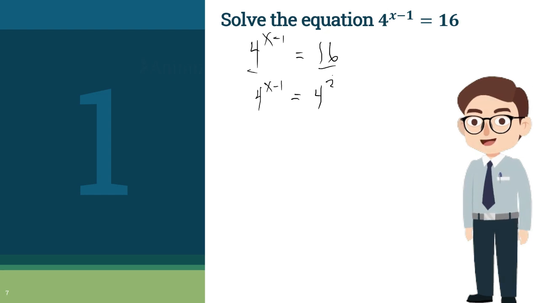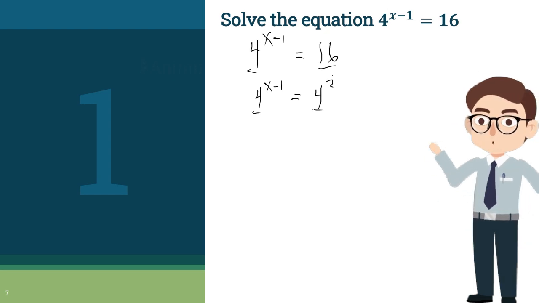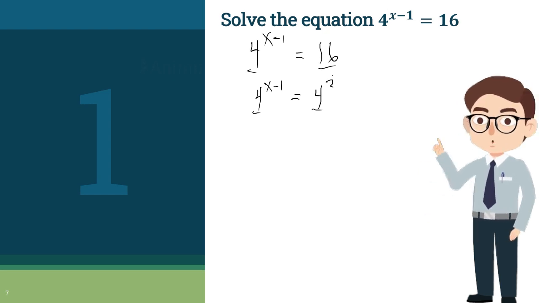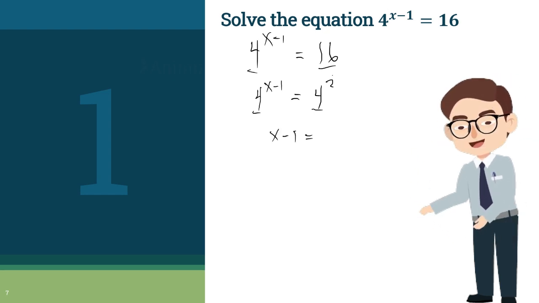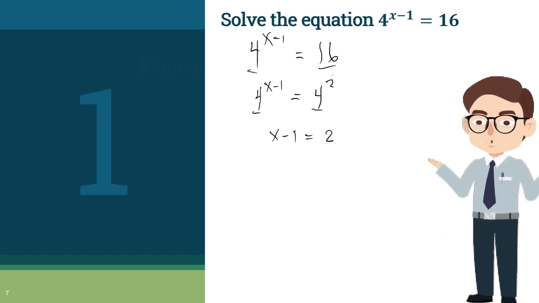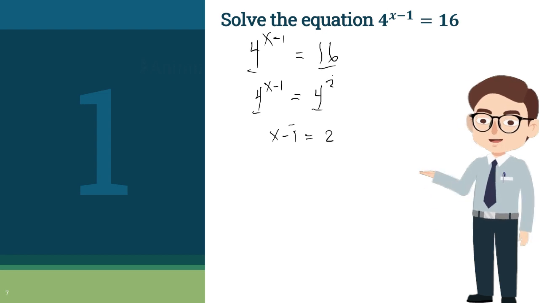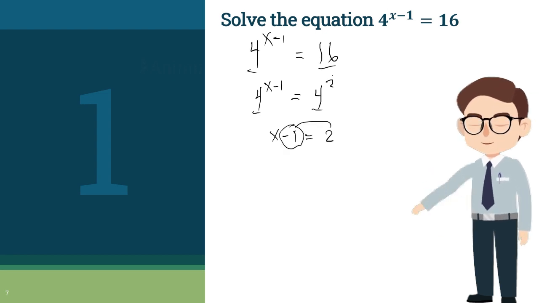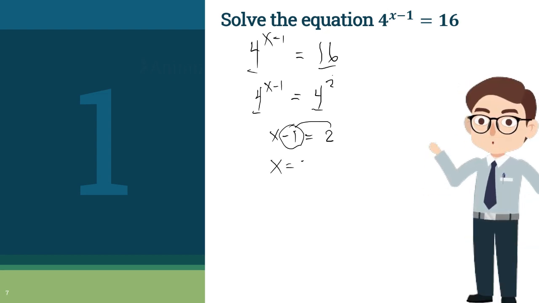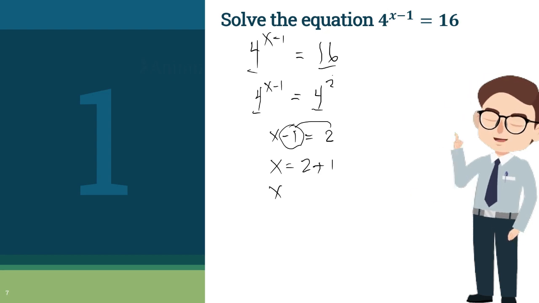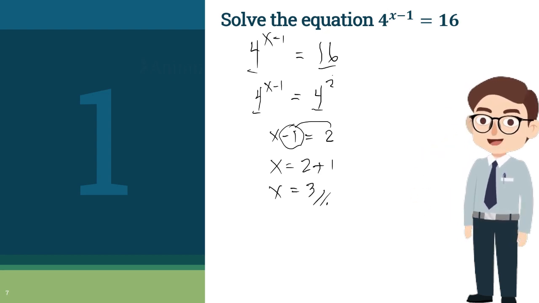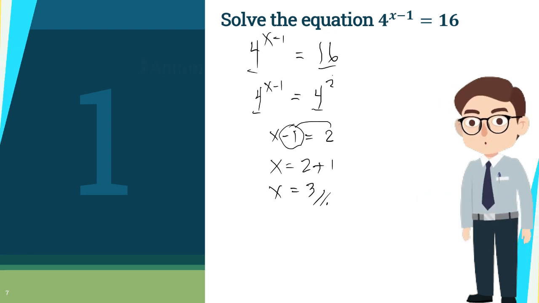As you notice, we now have the same bases, that is 4. And when we have the same bases, we will focus on our exponent, that is x minus 1 is equal to 2. Then we will solve for the value of x. We will transpose negative 1 to the other side of our equation. That will make x equal to 2 plus 1, and x is equal to 3. And that is our final answer for this example number 1.